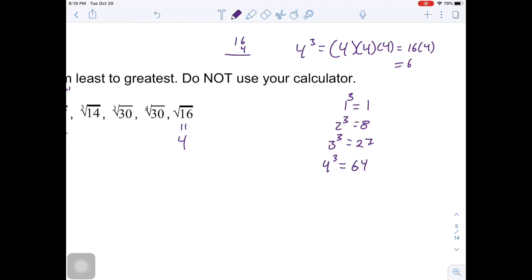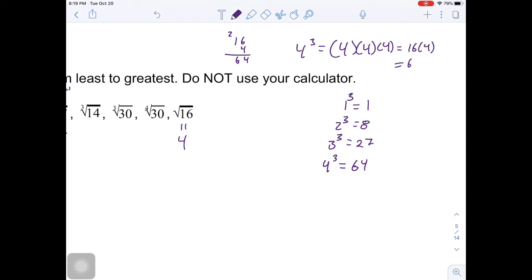Let's see, 16 and 4. So 6 times 4 gives me what? That gives me 24. Add the 2 up here. 1 times 4 is 4 plus 2 is 6, so 64. So yes, that would be 64.